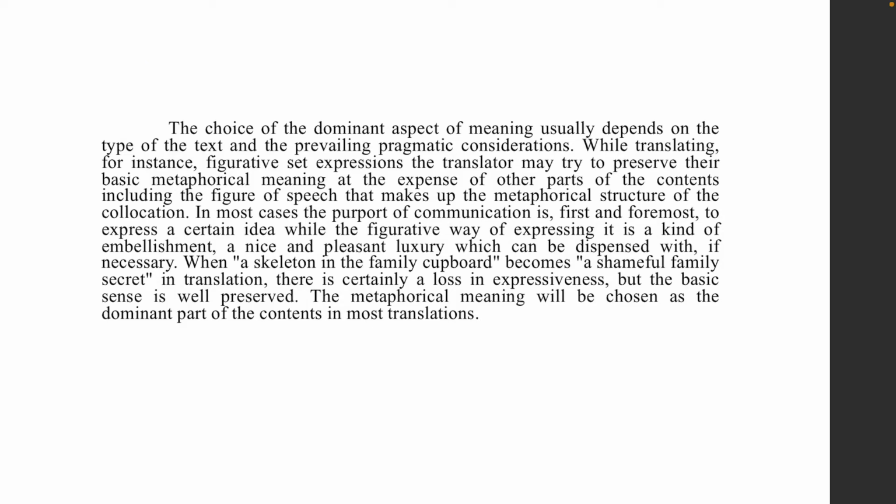The choice of the dominant aspect of meaning usually depends on the type of the text and the prevailing pragmatic considerations. While translating, for instance, figurative set expressions, the translator may try to preserve their basic metaphorical meaning at the expense of the other parts of the contents, including the figure of speech that makes up the metaphorical structure of the collocation.